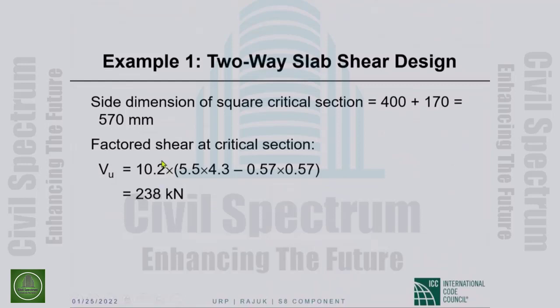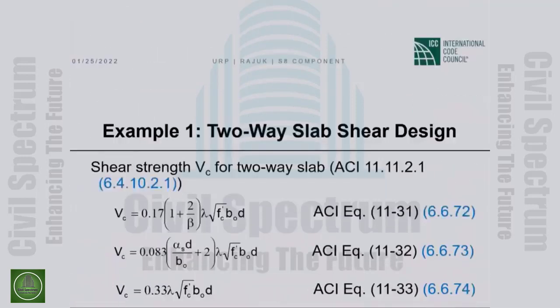Factored shear at critical section. So 10.8 kilonewton per square meter is the load. Then the entire panel area is 5.5 times 4.3. These are in meters, minus the area within the critical section. So the idea is we are calculating the load that is sitting on the panel outside of the critical section. We are taking away the load that is inside the critical section. That is the 0.57 times 0.57. That gives us 238 kilonewtons of direct shear. This is very simply the factored load sitting on the entire slab panel outside of the critical section. 238 kilonewtons.